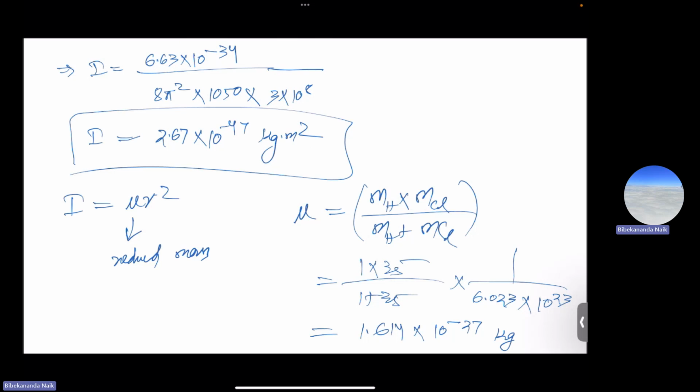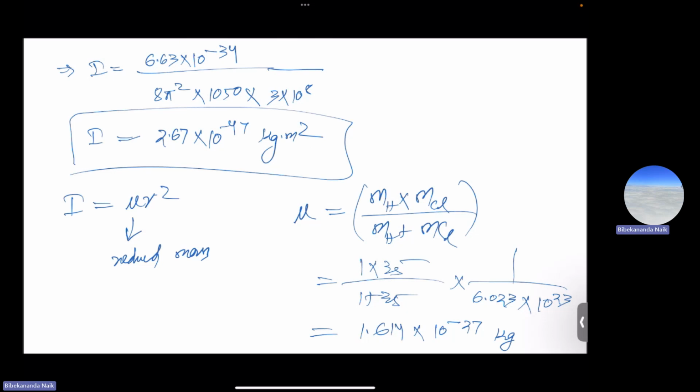So for one molecule, the reduced mass will be divided by the Avogadro's number, which is 6.023 into 10 to the power 23. By dividing, we get the value of reduced mass as 1.614 into 10 to the power minus 27 kg.